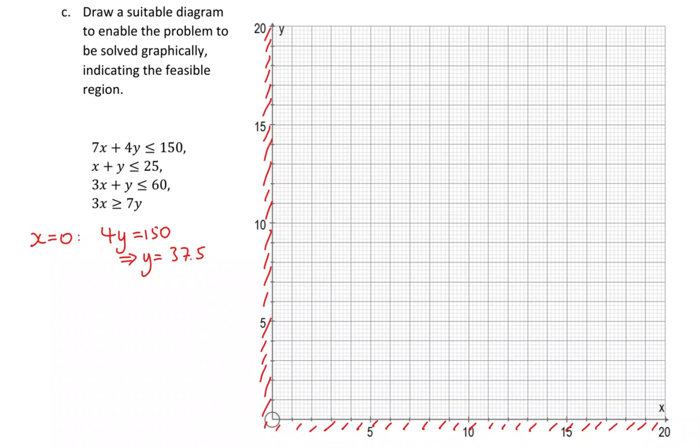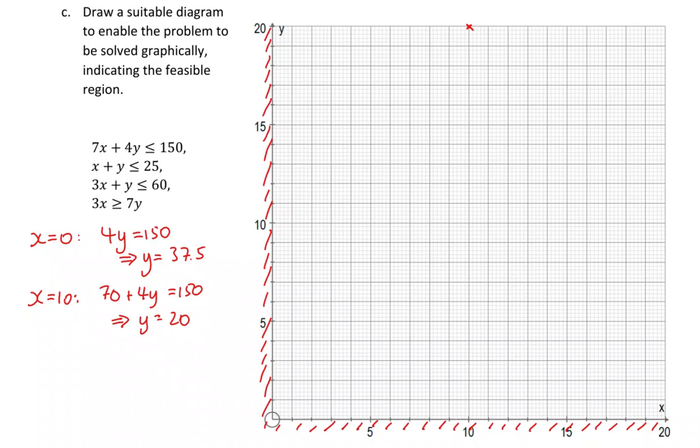So how about x is 10? Let's try that out for size. So that would mean I would have 70 plus 4y is equal to 150. So 150, take away 70, then divided by 4 gets me 20. So (10, 20) is a point that is on my grid. Okay, so that's on the line. Right, I found one.